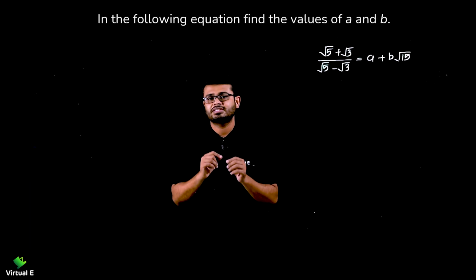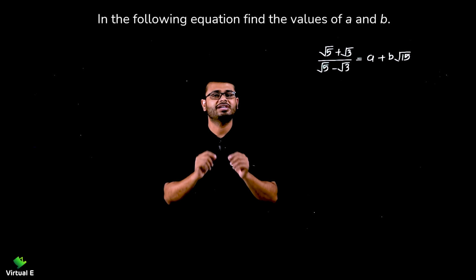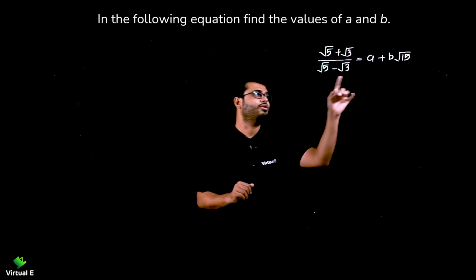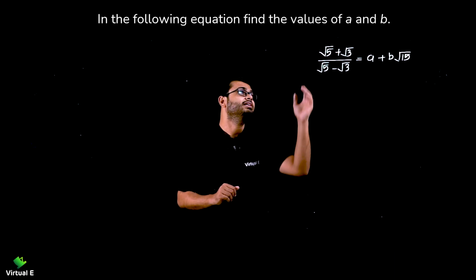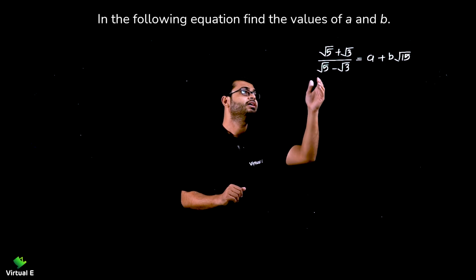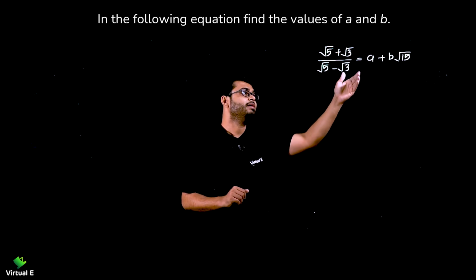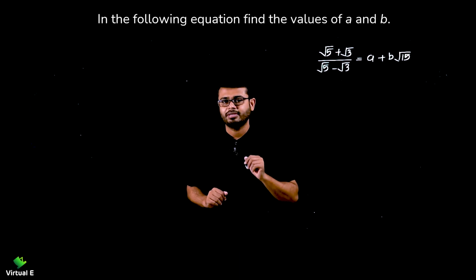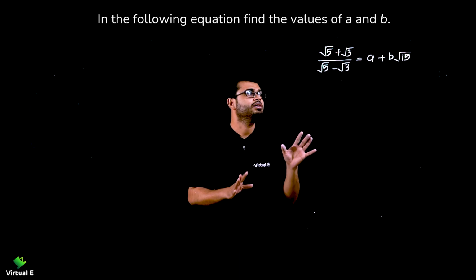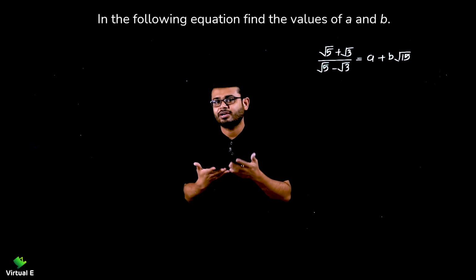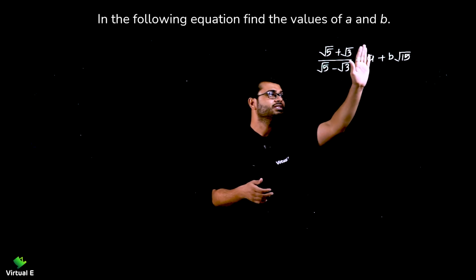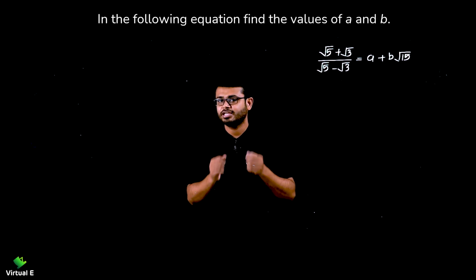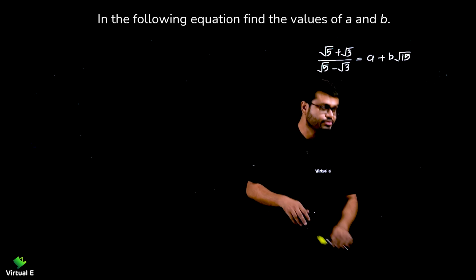Now let's discuss a different kind of question related to rationalizing the denominator. We have this equation, and we need to find the value of a and b. Square root of 5 plus square root of 3 over root 5 minus root 3 is equal to a plus b root 15. We need to find the value of a and b. First of all, don't think much. We will use some logic here. Ignore this RHS for a while and solve it by rationalizing the denominator.